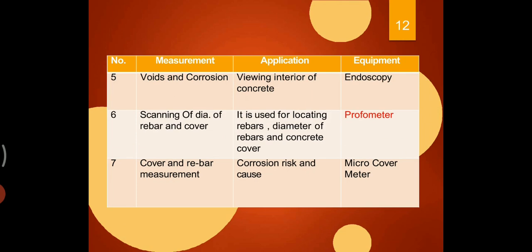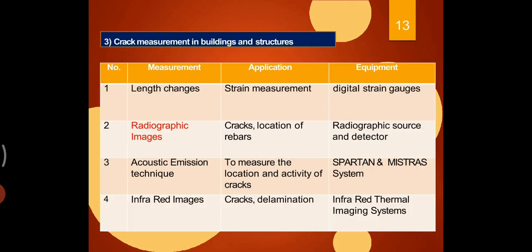Further, if we want to know the voids and corrosion, viewing the interior part of concrete, we just go for endoscopy. Then scanning of diameter of rebar and cover, it is used for locating rebars, rebar diameters and the concrete cover. That can be done with the use of a profometer, or we can use the rebar locator. Then for cover and rebar measurement, corrosion risk and cause, we use the micro cover meter.